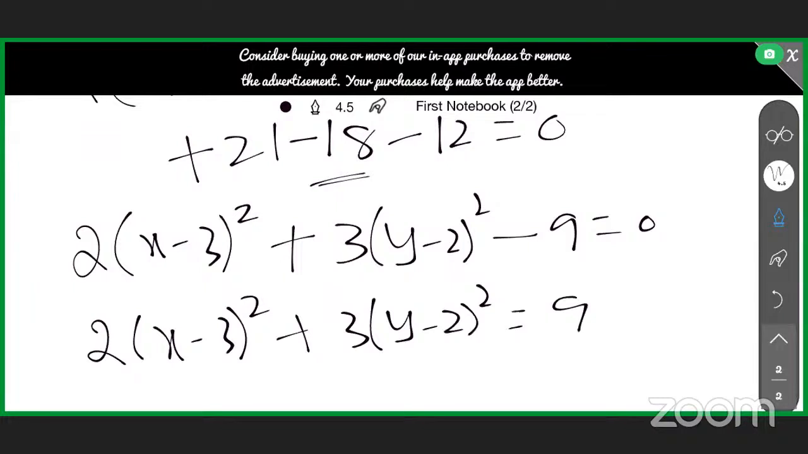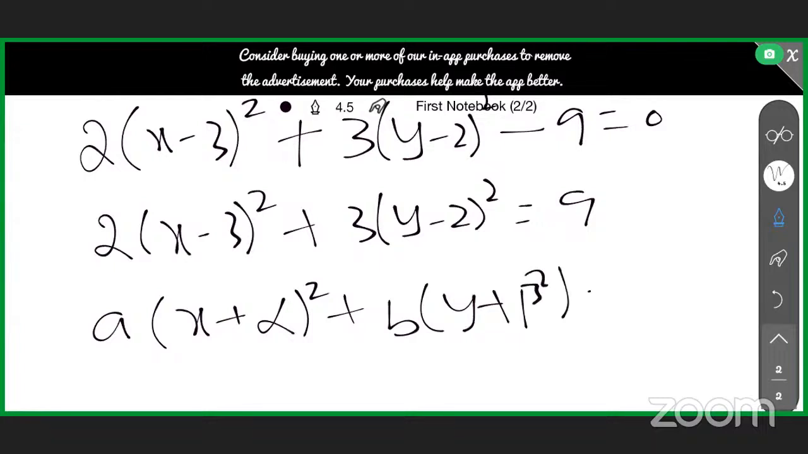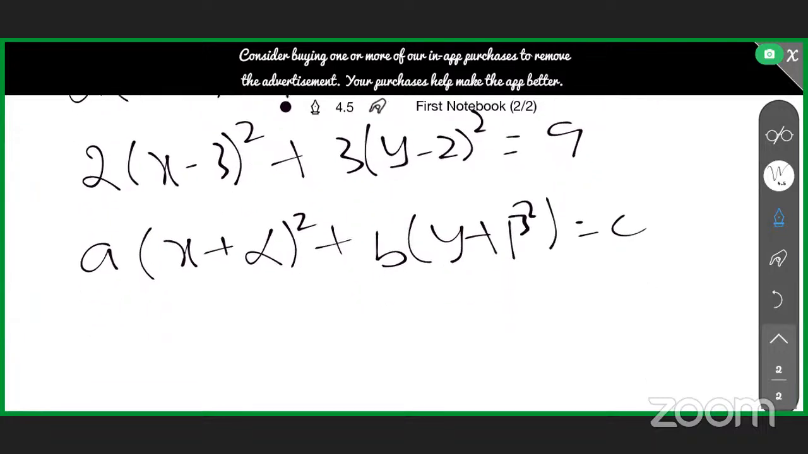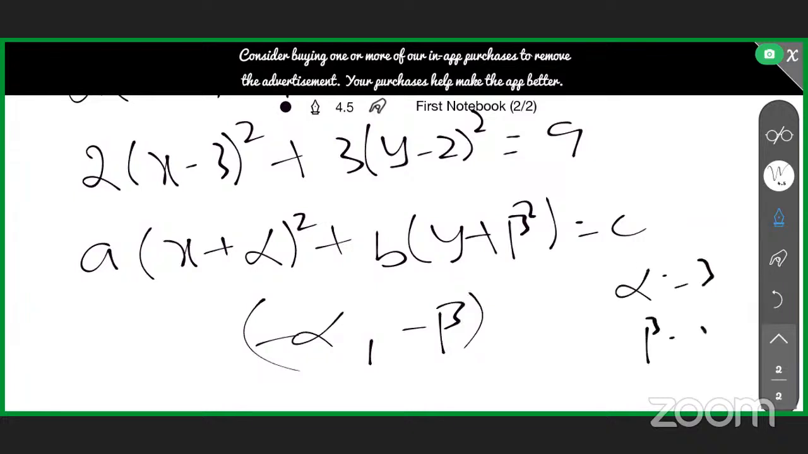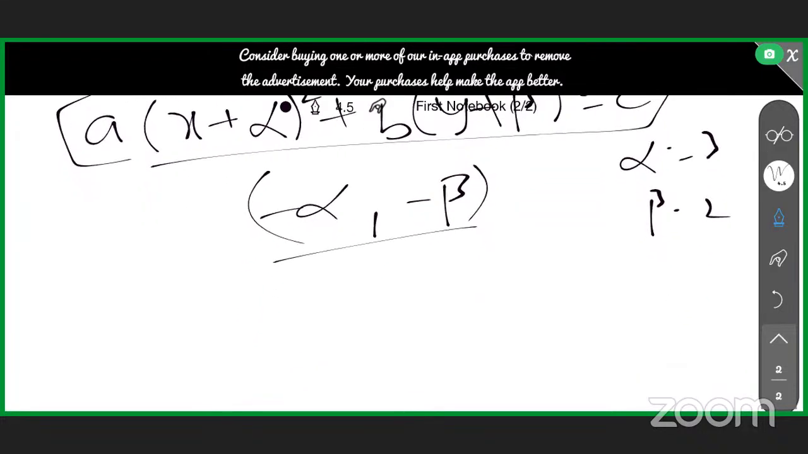If you look carefully, the equation is in the form of a into x plus alpha whole square plus b into y plus beta whole square is equal to c. And we know the corollary of this one: the center is minus alpha comma minus beta. Here my alpha value is equal to minus 3, my beta value is equal to minus 2. Everybody knows this, it is the easiest theorem. That means my center is 3 comma 2. Same answer we are getting now.